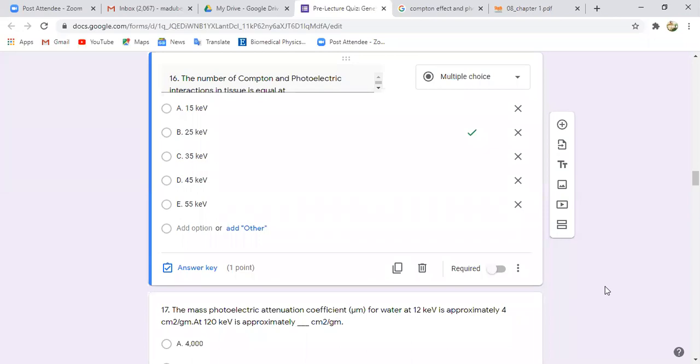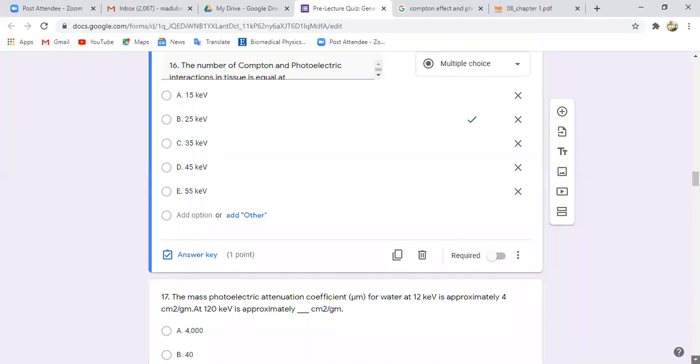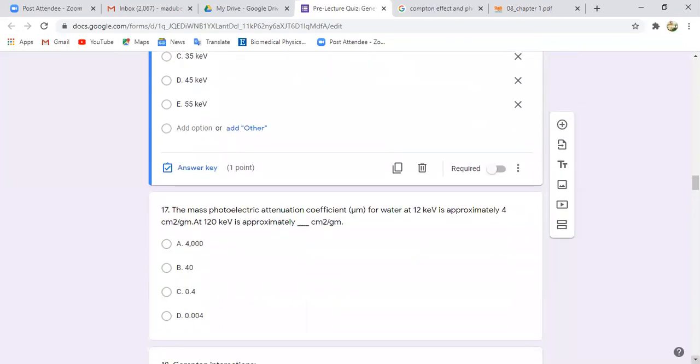17. The mass photoelectric coefficient is approximately 4. What will be the distance at 10 cm squared per gram? Attenuation coefficient, and that's the mass attenuation coefficient. So at 120 keV, it will approximately be what? Or 40. Okay.